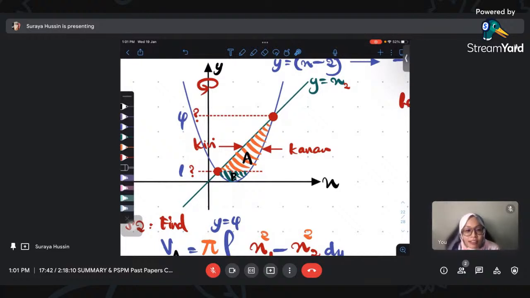Tak ada siapa-siapa nak jawab ke? Janganlah segan. What's the logic reason behind... are you with me, everybody? Are you here? Ke kamu tak tahu? Okay, because the POI of Y is 1 to 4 sebab dia ada dua titik.